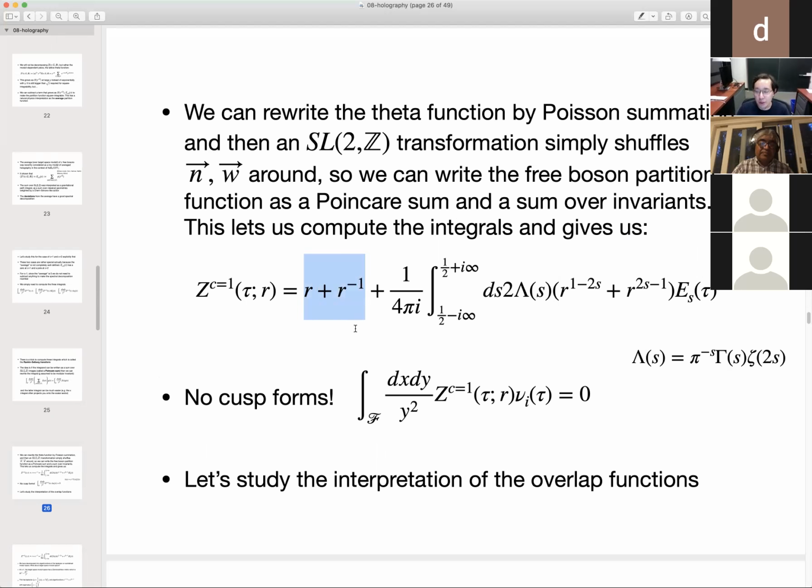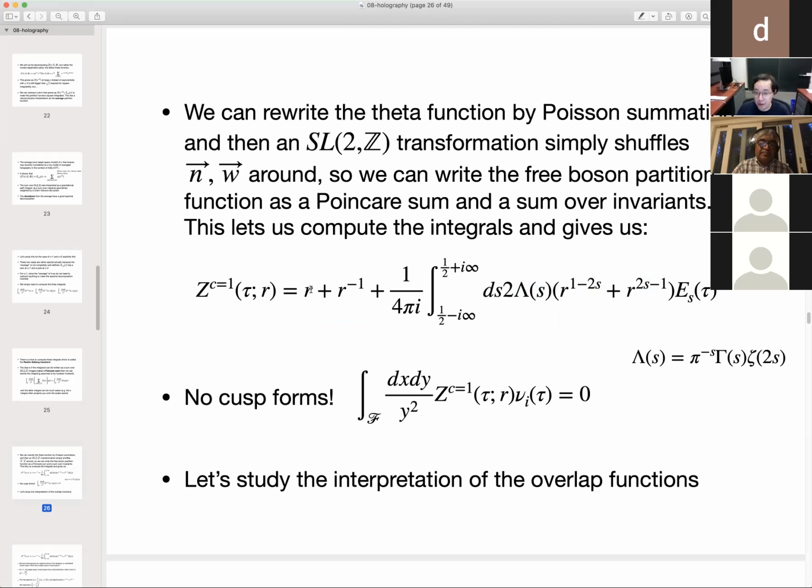This is what you get when you integrate it against the c equals 1 partition function at radius r against the constant. This is what you get when you integrate it against an Eisenstein series. And you get 0 when you integrate it against the cusp forms. So that means that we have the full spectral decomposition of the c equals 1 lattice theta function. And it's given by r plus r inverse times some integral of the Eisenstein series times this function of r.